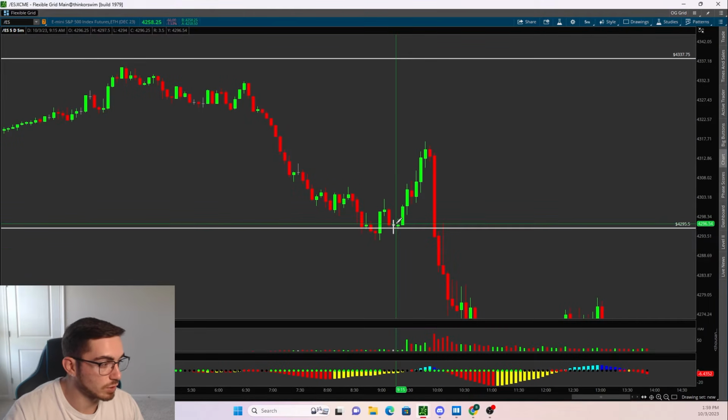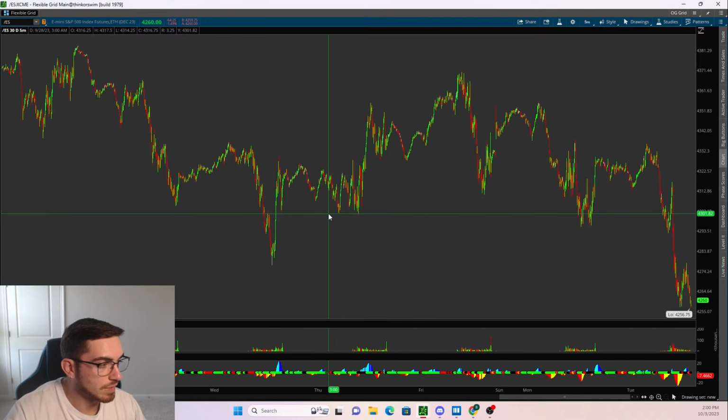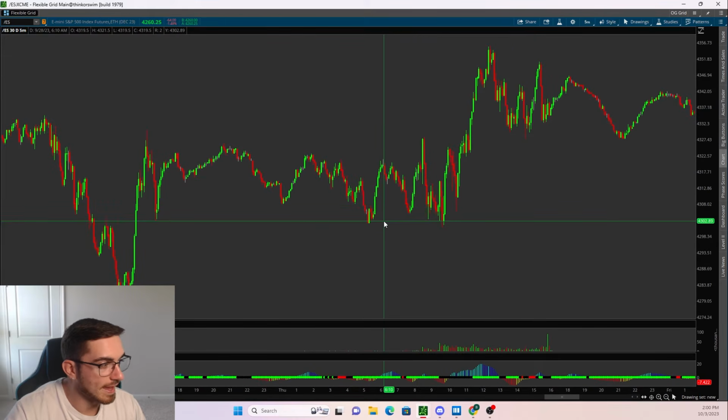And as you can see, if you were to just go long at the end of this 5-minute candle right here at 4296.5, price traveled all the way up to around 4317 from that area. Now, also keep in mind, this does not happen every single day.